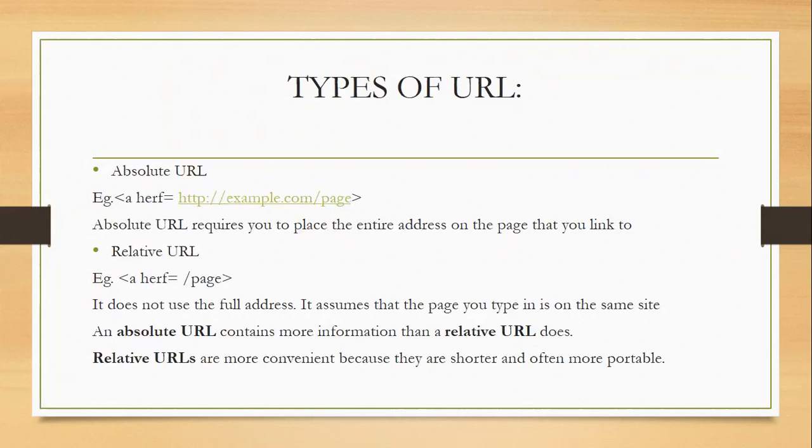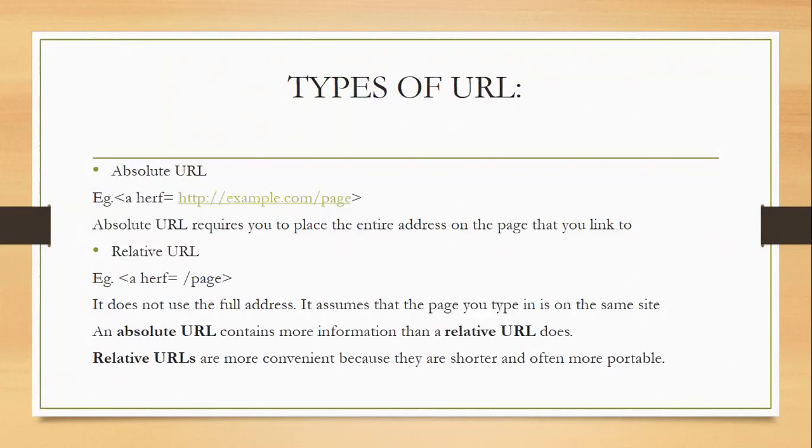Here, /page is just showing the location of a particular page, not showing the file location, not showing the domain name, and not showing any other query. After that, an absolute URL contains more information in comparison to a relative URL. A relative URL is more convenient because it is shorter and often more portable.